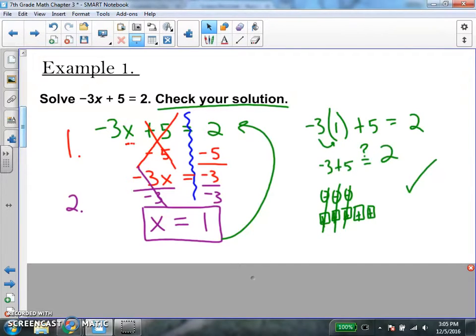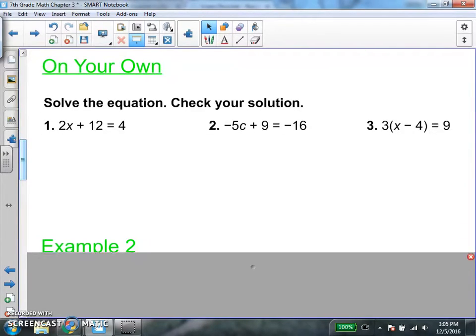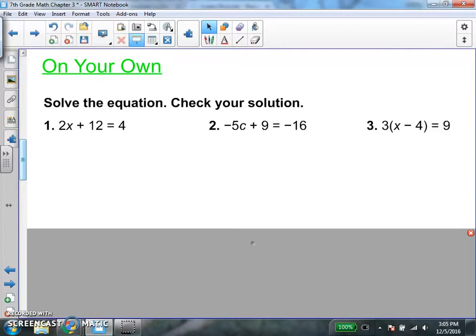Whew. Seems like a lot of work. Seems complicated. It's 2 steps, guys. It's 2 steps. Just tell yourself, get rid of your constant first, and then isolate your variable. I'll do the first on your own problem here, and then put the answers for number 2 and 3. So at this time, it'd be a great time to pause your video, try each one of these on your own, and see if you come up with the correct answer.